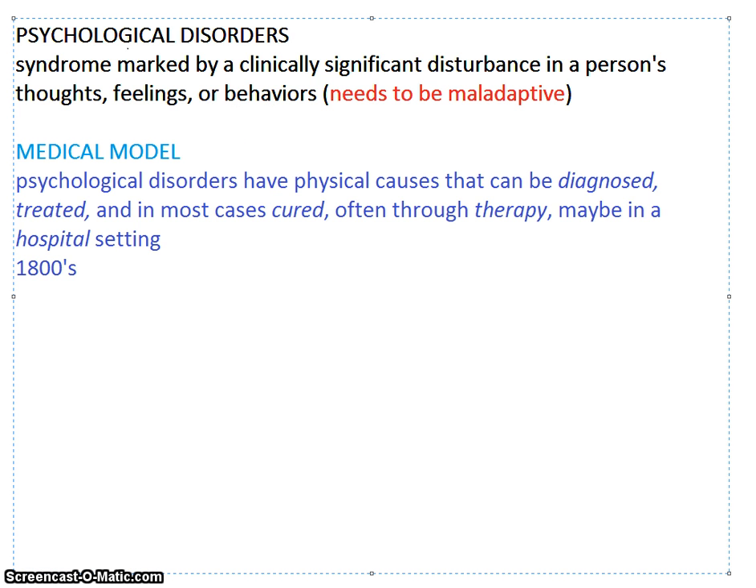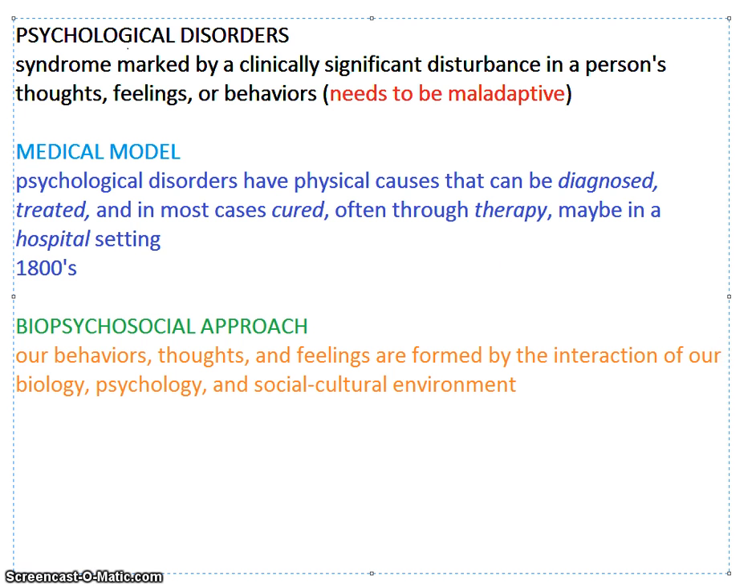Now, a more common perspective is going to be the biopsychosocial approach. And this is the concept that our behaviors, our thoughts, and our feelings are formed by the interaction of our biology, our psychology, and our social cultural environment. So you can't just look at one thing. You need to look at behaviors, thoughts, feelings in the form of biology, psychology, and the sociocultural environment.